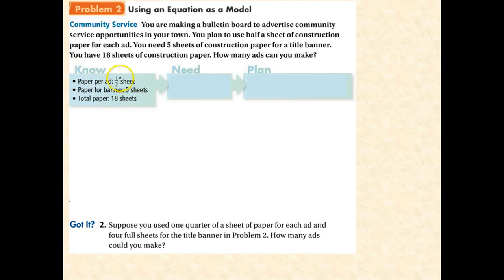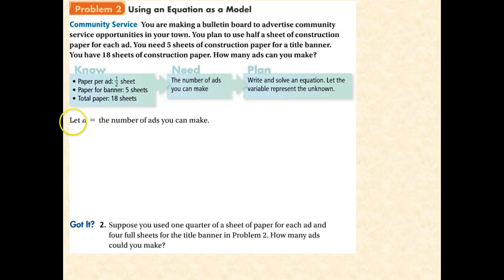So your paper per ad is half a sheet. Paper for your banner is 5 sheets. Your total paper is 18 sheets. You need to know the number of ads you can make. So we're going to write and solve an equation. Let the variable represent the unknown. The unknown is the number of ads we can make. So let's say let A equal the number of ads we can make. So 1/2 a sheet times the number of ads we can make plus the 5 whole sheets that we need for the banner equals the total of 18 sheets that we have.